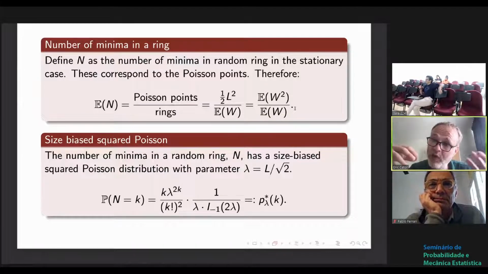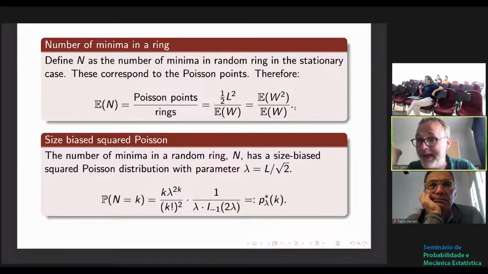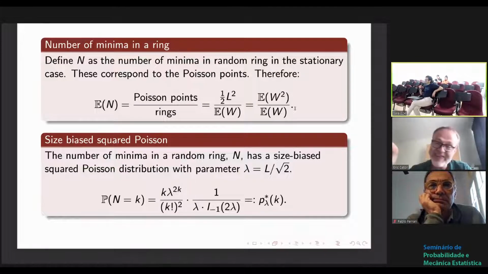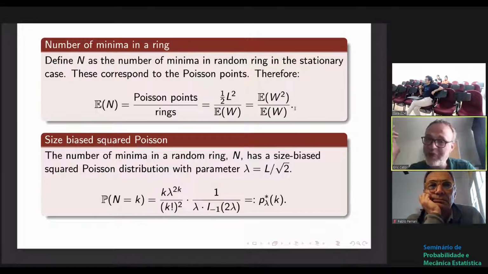So if you look at this Poisson squared distribution, and then you take the size biased version of that, then this will have exactly the correct expectation, at least. Well, if you have the correct expectation, of course, the conjecture is easily made. You would just conjecture that the number of minima is equal to the size biased squared Poisson distribution with the same parameter lambda. That's what you see here.